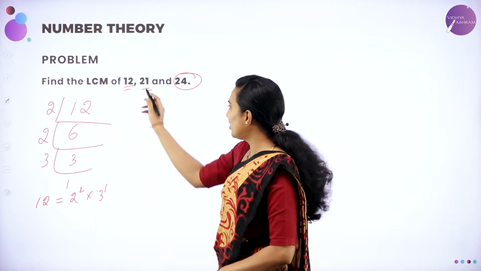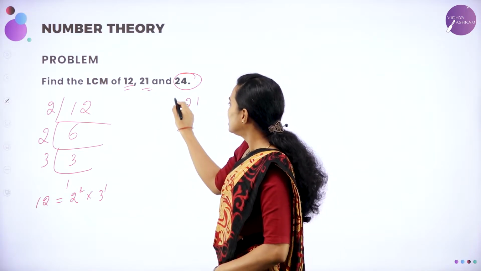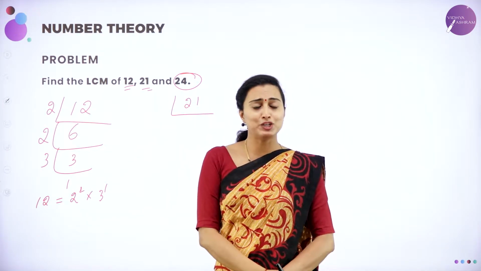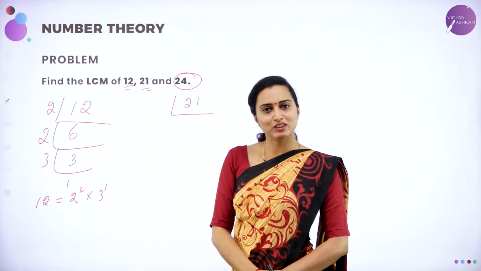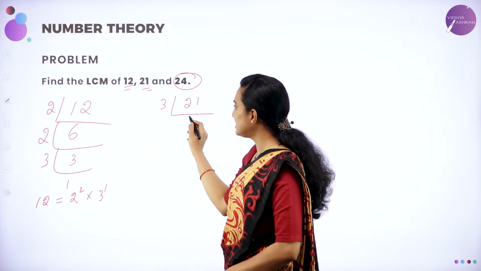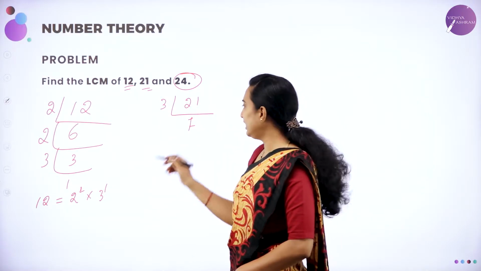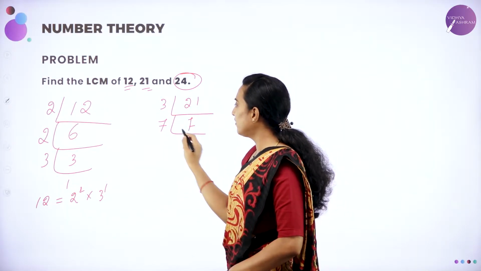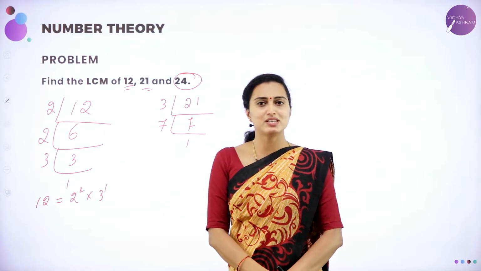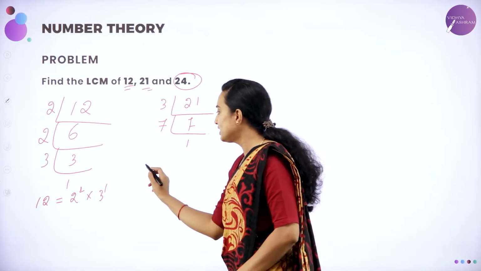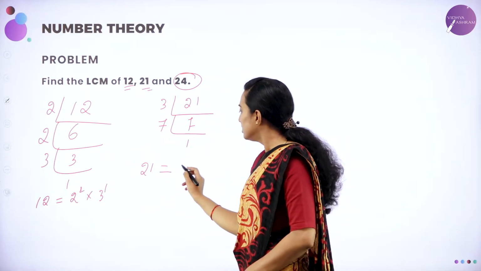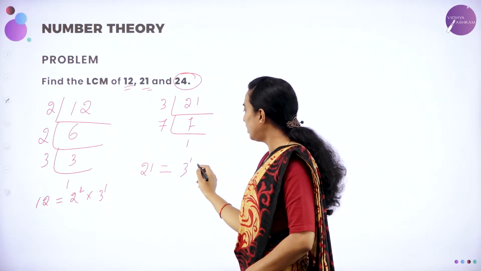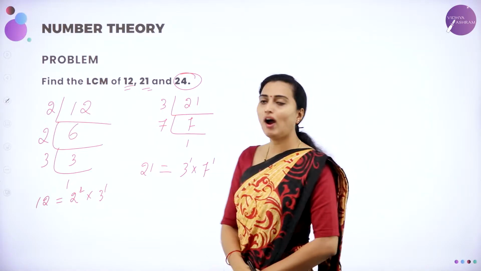Correct? Next, you are going to have 21. 21 cannot be divided by 2 because it is an odd number. The prime number will be 3. So 3 7s are 21. Again, 7 is only a prime number, divisible by 1. So 21 can be written as 3 power 1 into 7 power 1.